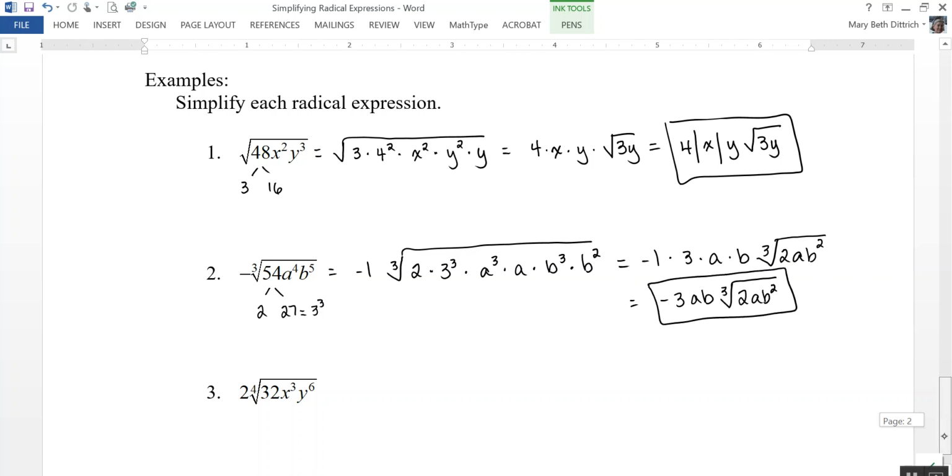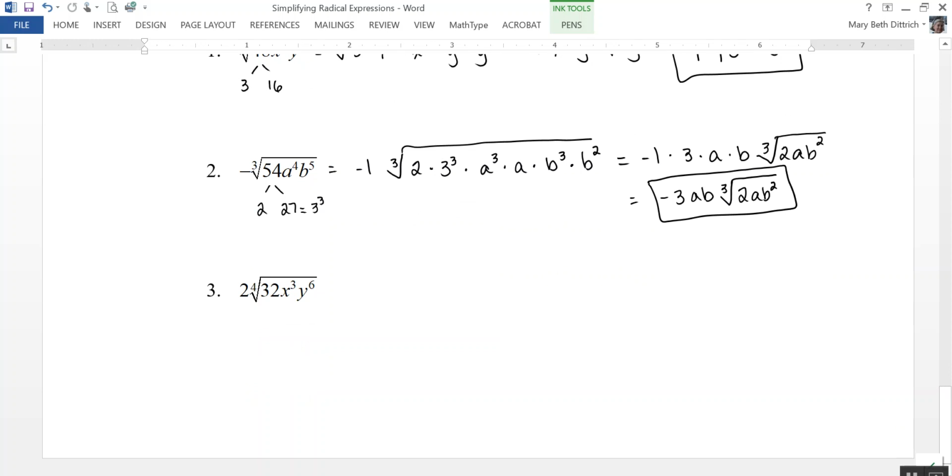And our last example here is 2 times the 4th root of 32, x to the third, y to the 6th. So again, this 2 out front is just going to be a 2 times whatever I have. And let's look to write each of these, anything we can in the radicand, as something raised to the 4th power, since my index is 4. So 32 is 2 times 16, and 16 is 2 to the 4th.